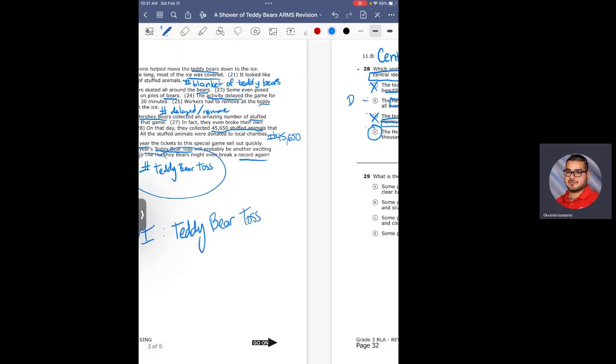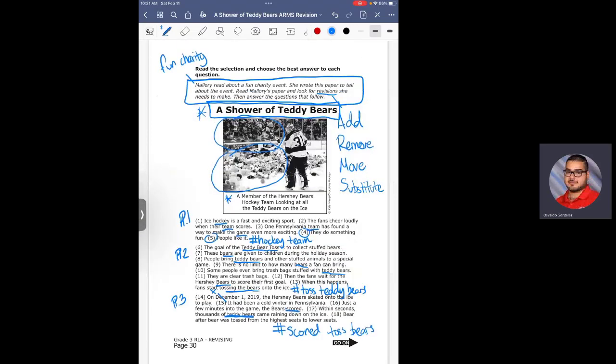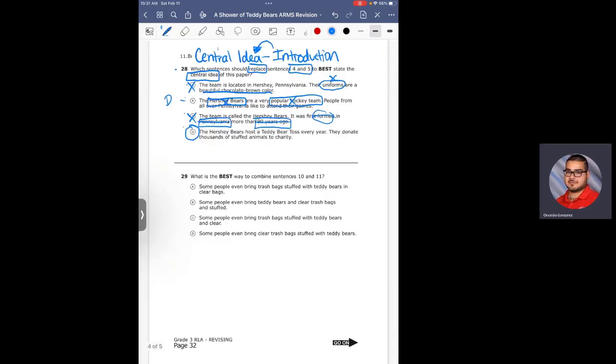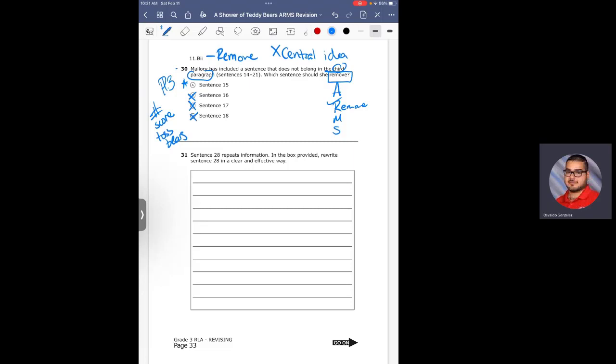Sentence 18. Let's look at sentence 18. It says, bear after bear was tossed from the highest seat to lower seats. So again, they're talking about teddy bears that are being tossed. So we do need this sentence here. So the sentence that we won't need would be sentence 15, because it's not related to our central idea. Our answer is A. Now, here for 30, the strategy that we used was removing, right? We had to remove a sentence.